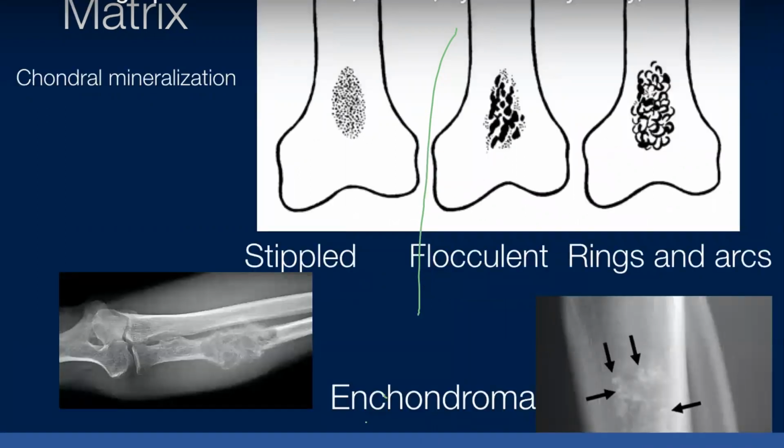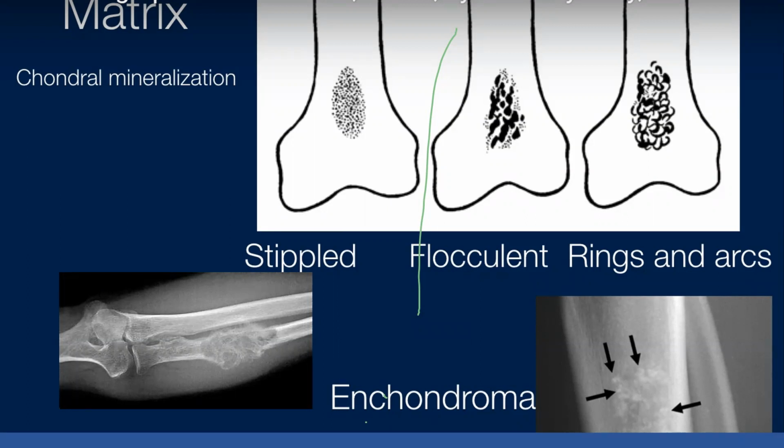On the other hand, look at cartilaginous lesions. You have the benign cartilaginous lesions such as enchondroma, and you have the more aggressive, the chondrosarcoma. You look at the calcification, if it's smooth, if it's rough, if it's stippled, if it's flocculent, if it's rings and arcs. From these, plus other signs of pain, and erosion of the cortex, you can tell whether the cartilage tumor is aggressive or not.